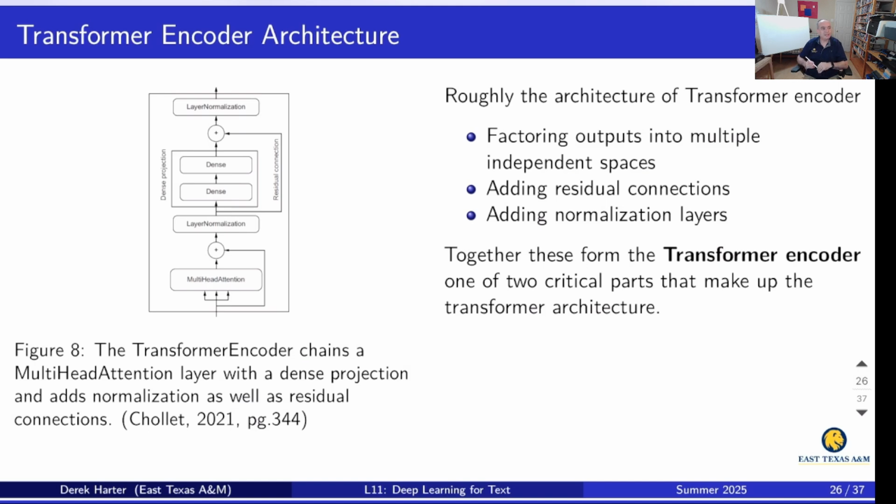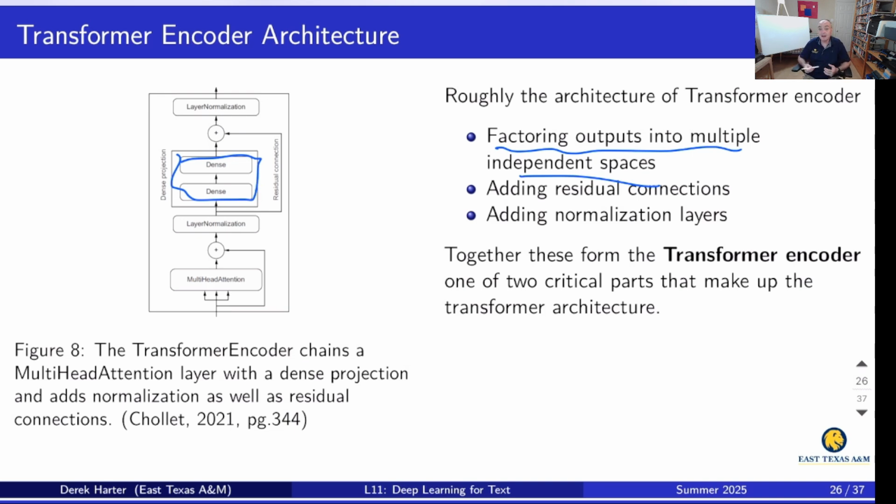So roughly, you can think of the architecture of the transformer encoder like this. And we're going to implement this as a custom layer, reusing multiple layers inside of it. So if adding extra dense projections in the multiple heads in our previous discussion of the multi-head layer is so useful, why not also do that to the output of the attention mechanism? So we're going to factor the outputs into multiple independent spaces. That's essentially what these dense layers are doing here in the model. And then the other ones are things that we talked about previously.